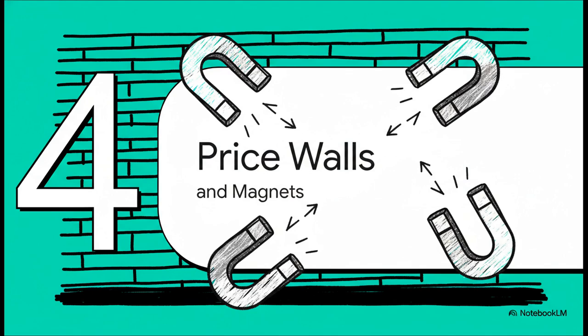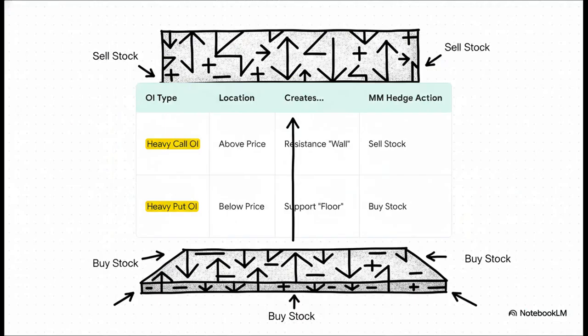Now this hedging activity, it doesn't just create walls. It gets even cooler than that. It can also create floors of support, and even these weird price magnets that can literally pull a stock toward a specific price. The logic here is actually pretty simple but incredibly powerful. If you have a huge pile of call options above the current price, that creates a resistance wall because market makers are forced to sell the stock as it gets closer. And on the flip side, if you have a huge pile of put options below the price, that creates a support floor because they have to buy the stock to hedge their position. It's a beautiful mechanical process.